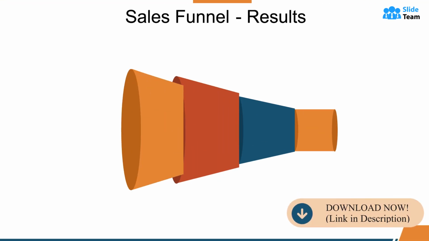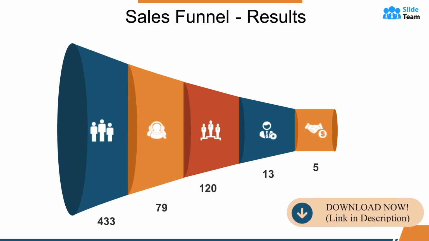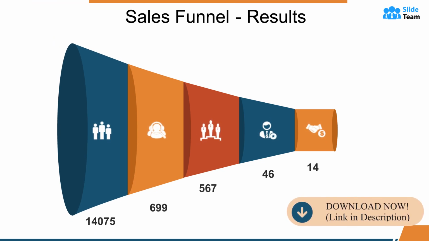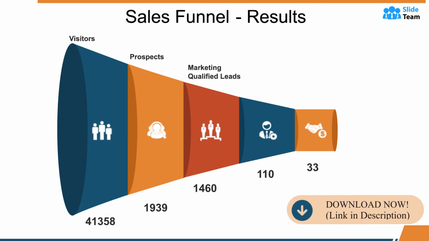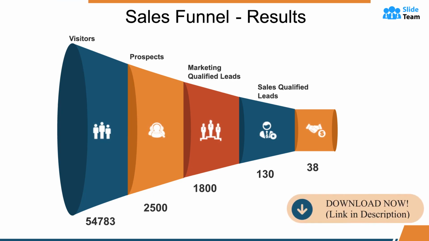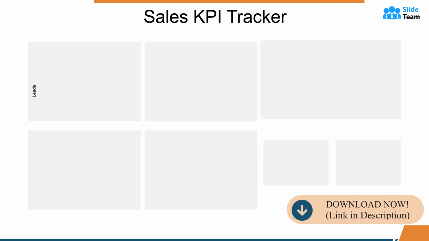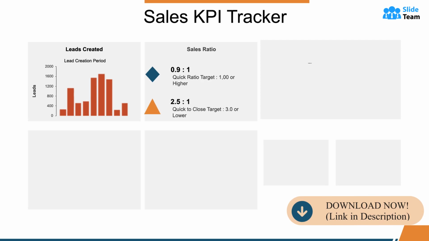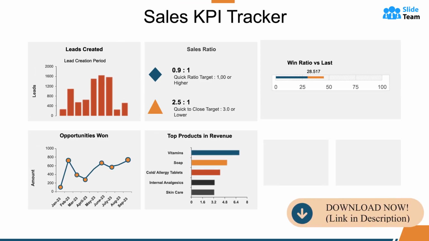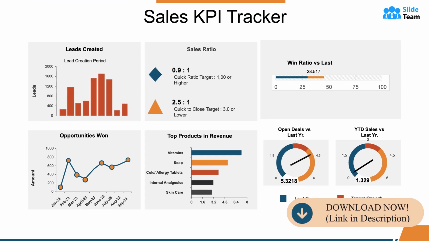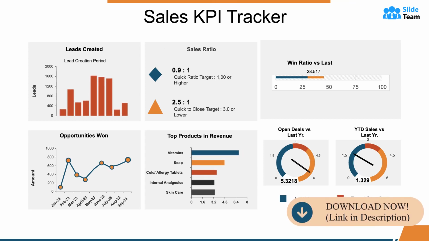This powerful PPT slide also allows you to evaluate sales funnel results on 5 major pieces: visitors, prospects, marketing qualified leads, sales qualified leads, and won deals. Track sales KPIs using these visually stunning bar graphs representing leads created, highlight sales ratios, top products in terms of revenue, and more. A game changer, indeed.